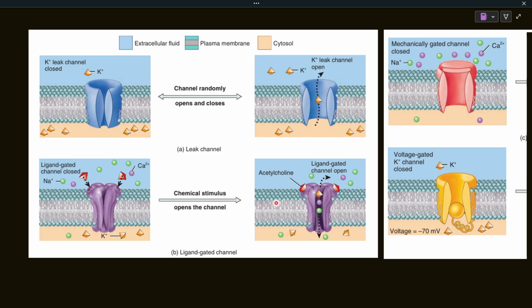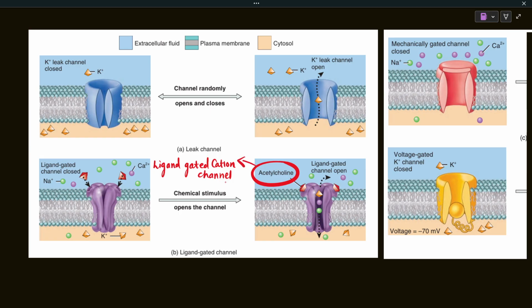But in this case, this is the ligand gated cation channel. Okay, let me write it here. This is a ligand gated cation channel, which is specific to acetylcholine, and this is an acetylcholine receptor. So this acetylcholine receptor is the ligand gated cation channel.